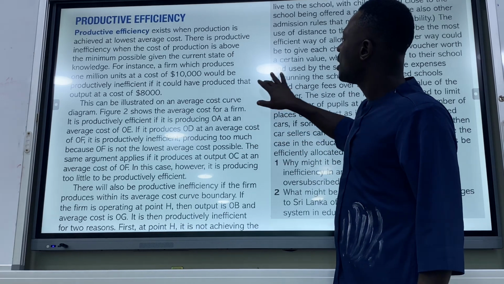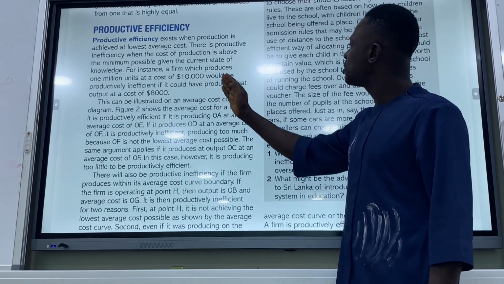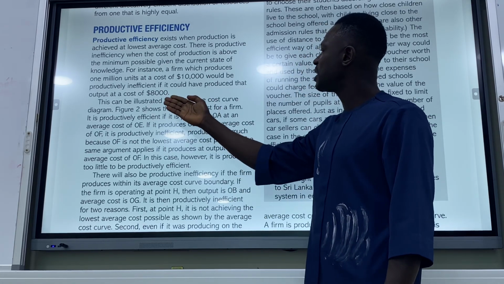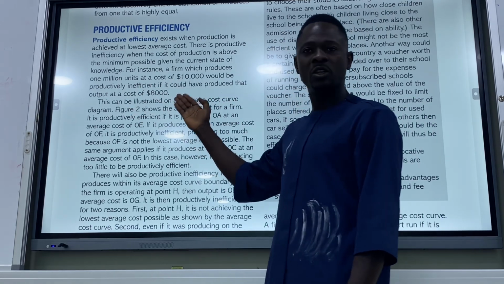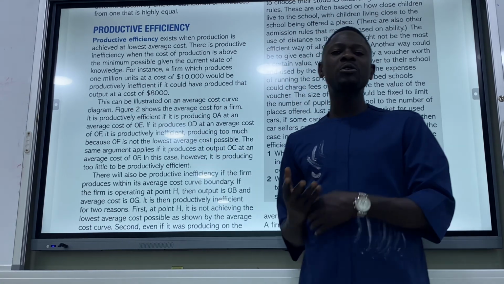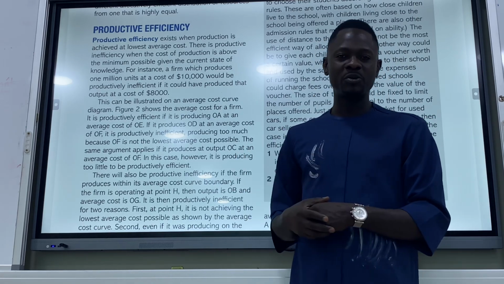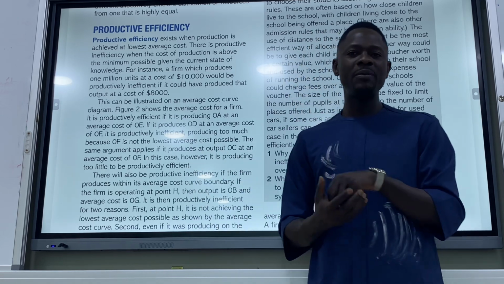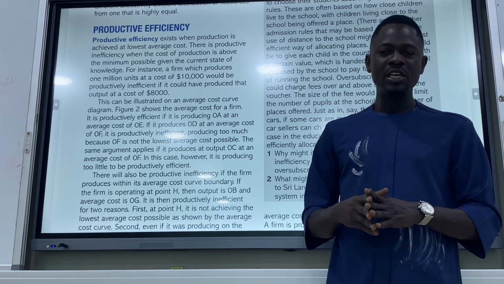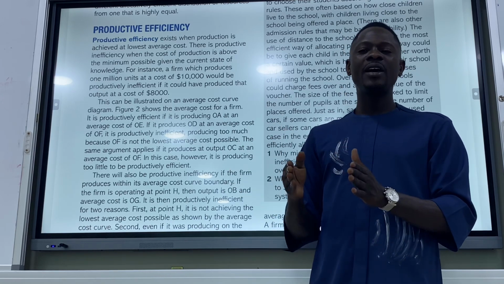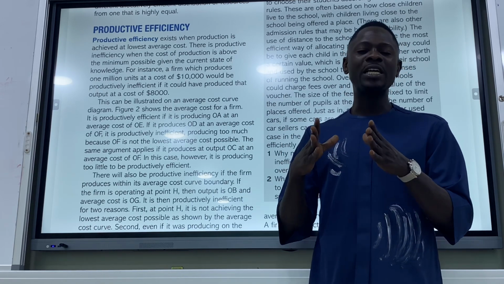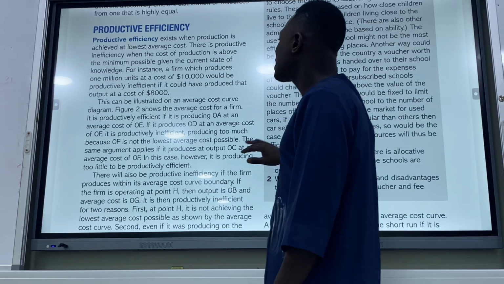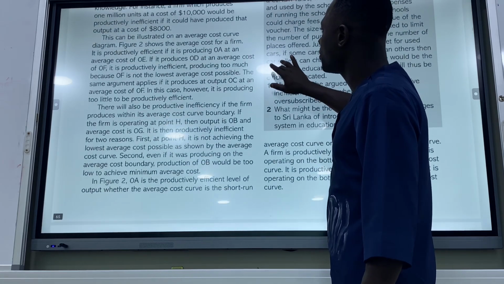For instance, a firm which produces 1 million units at a cost of $10,000 would be productively inefficient if it could have produced that output at a cost of $8,000. If a firm should spend $8,000 to produce the output but uses $10,000 to produce the same output, then the firm is considered productively inefficient. Productive inefficiency occurs if a firm is unable to achieve the lowest minimum average cost of producing a product. This can be illustrated on an average cost curve diagram.